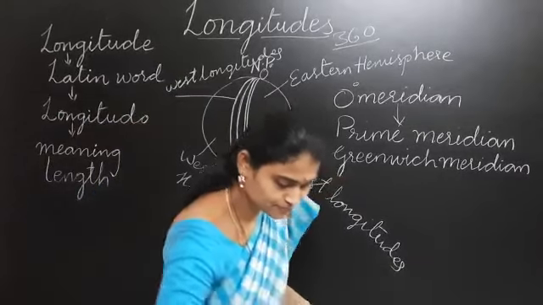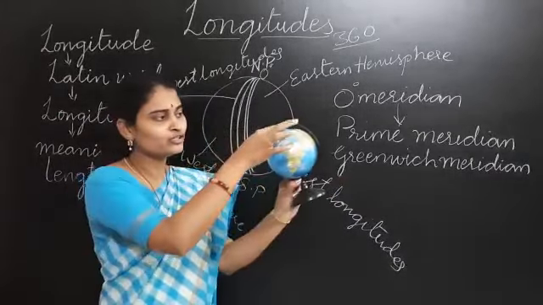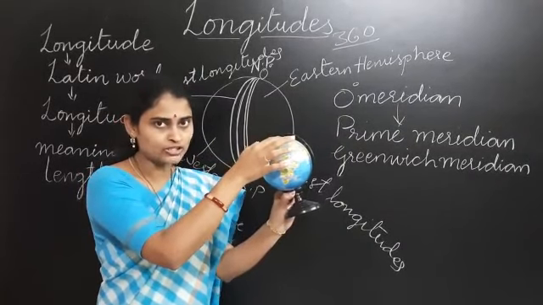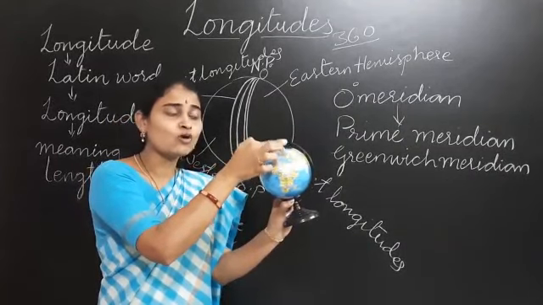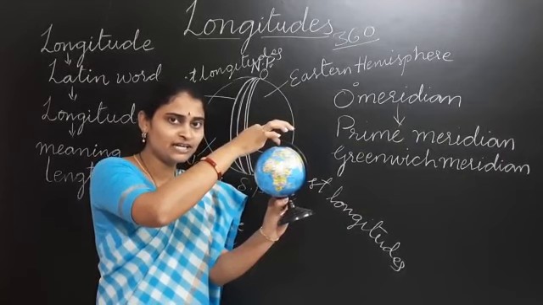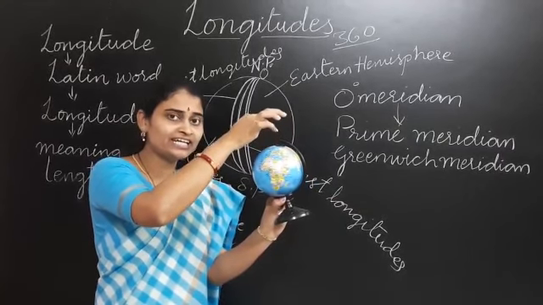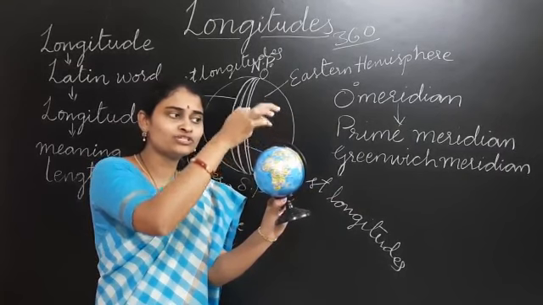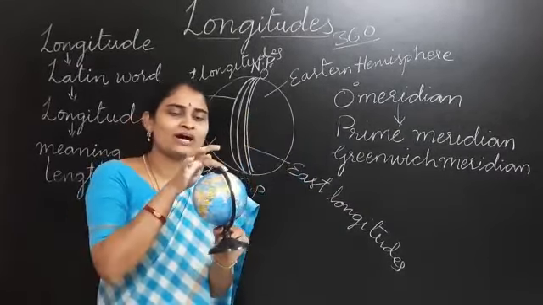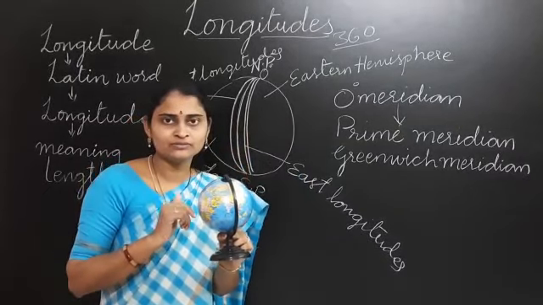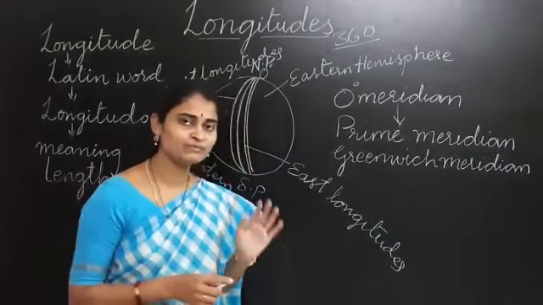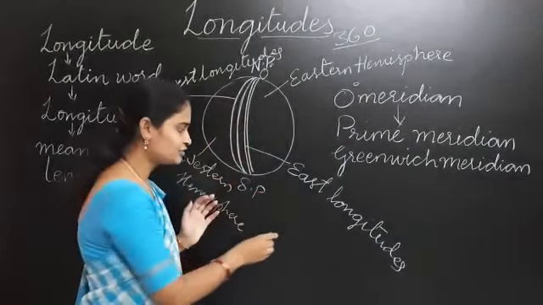Here, the longitude which passes through Greenwich in London is 0 degree longitude. Exactly opposite to the 0 degree longitude is the 180 degree longitude. The 180 degree longitude, which is opposite to the 0 degree longitude, is the anti-meridian. Finally, remember, children, that the latitudes and the longitudes are imaginary lines.